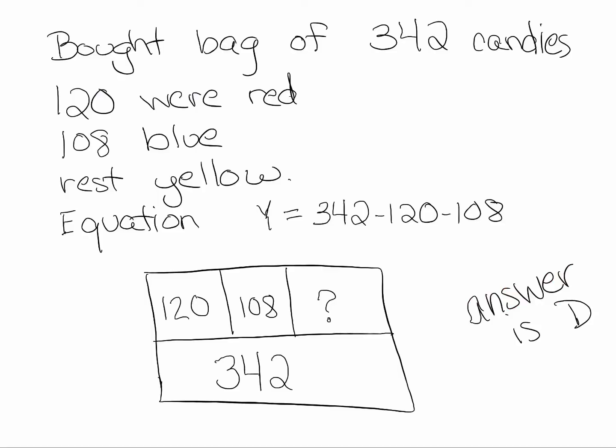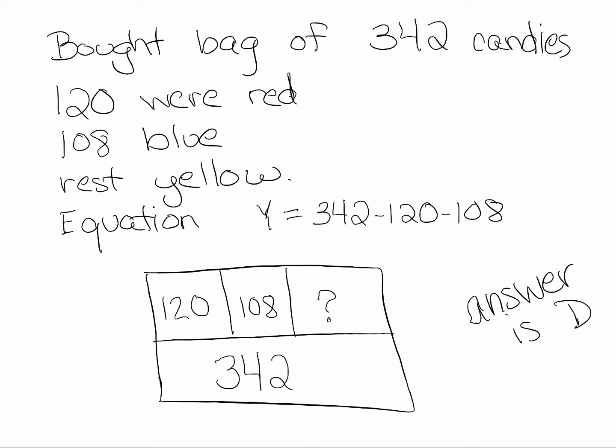On question 10, it says, Mom bought a bag that contained 342 candies. 120 of the candies were red, 108 of the candies were blue, and the rest of the candies were yellow. We need to show which strip diagram represents the following equation. Y equals 342 minus 120 minus 108.